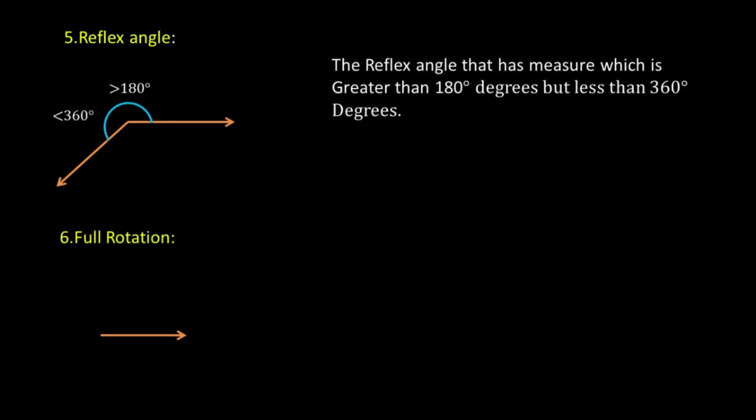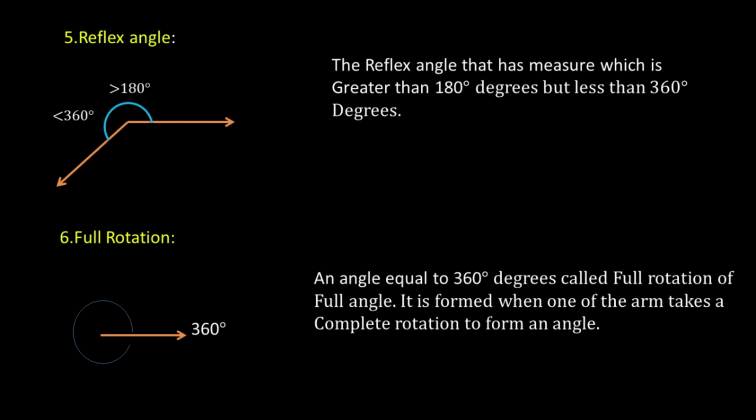Full rotation angle. This arm rotates one full circle and forms an angle of 360 degrees. This kind of angle is called a full rotation angle. An angle equal to 360 degrees is called a full rotation or full angle. It is formed when one of the arms takes a complete rotation. Please note that a circle is equal to a 360 degree angle.